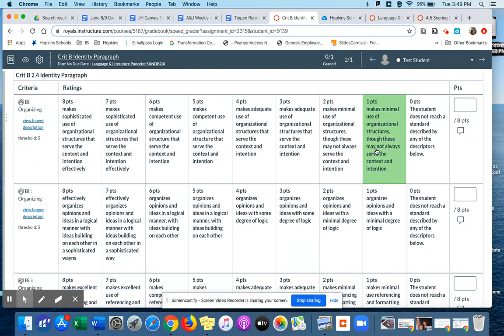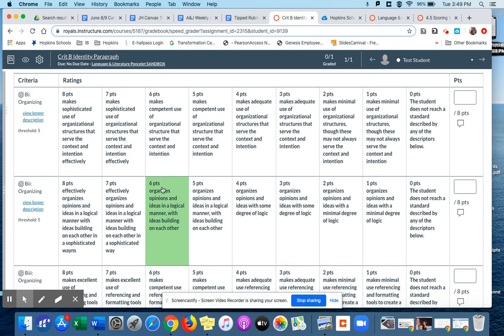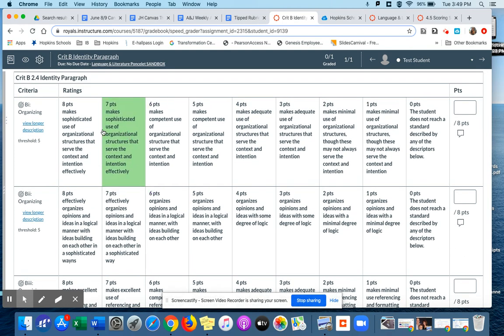So we really want to look at what the student can do, and then we're working them toward that higher level. So I wanted to explain those two differences in the way that you'll see the IB rubrics.